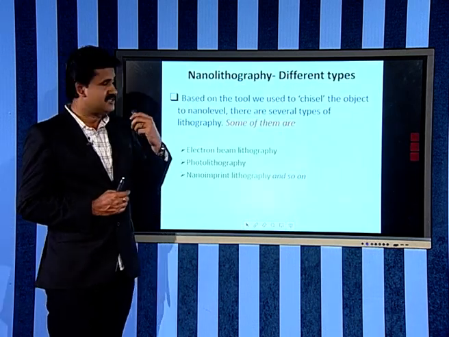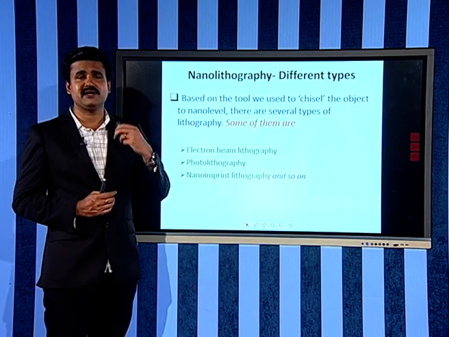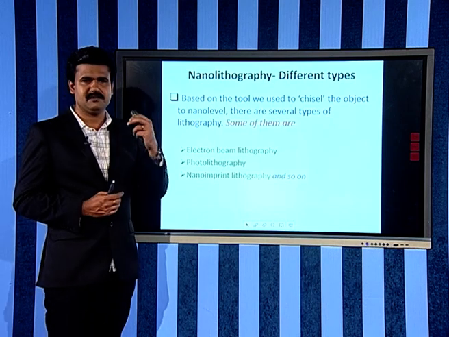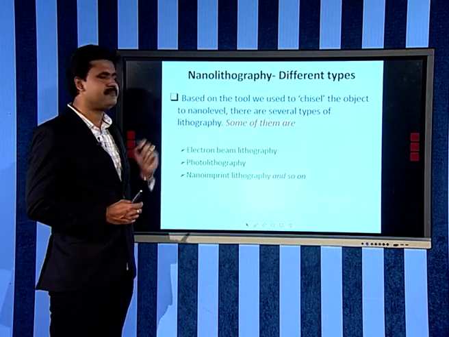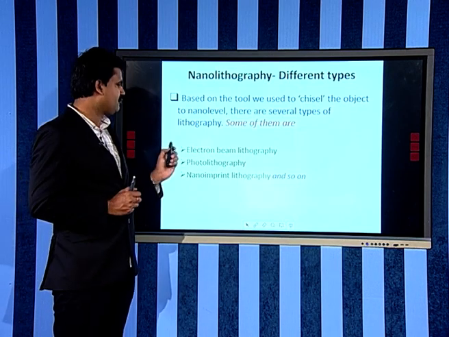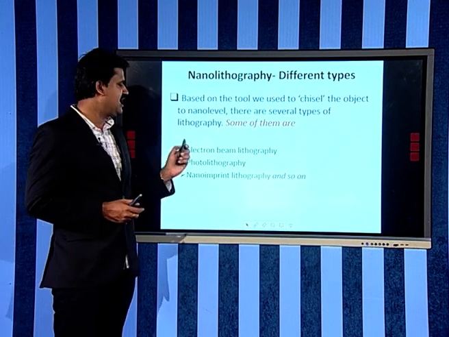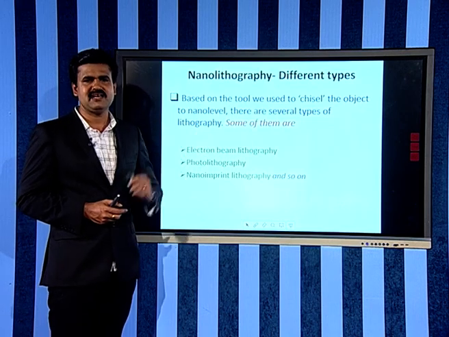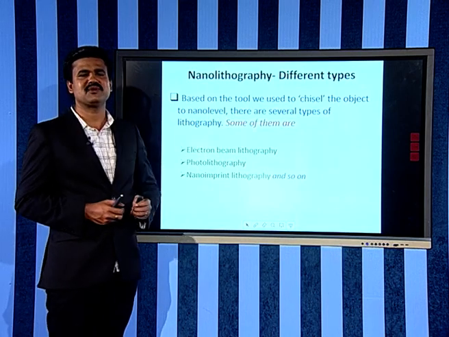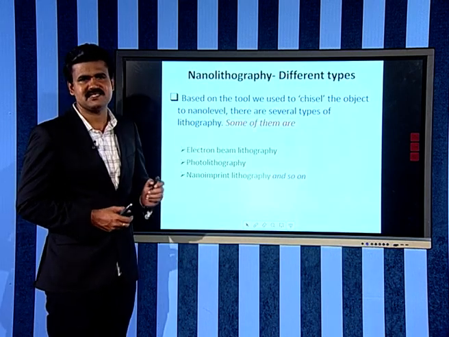Now, there are different types of nanolithography. Some important nanolithographic methods are electron beam lithography, simply represented as EBL, then photolithography, nanoimprint lithography, and so on. Several other methods are also there. These are the important nanolithographic procedures.